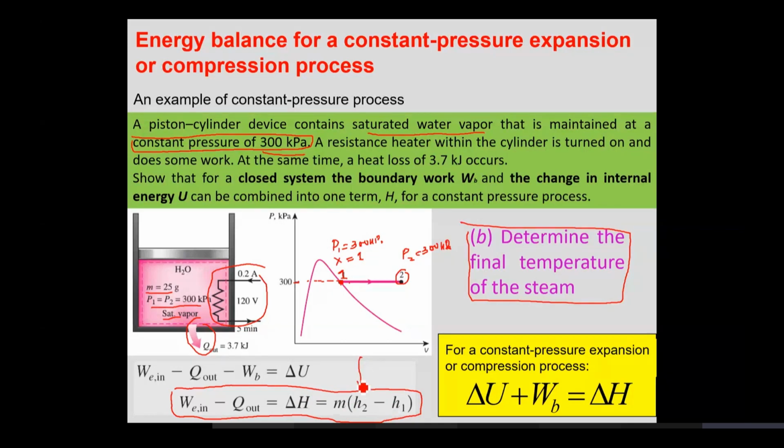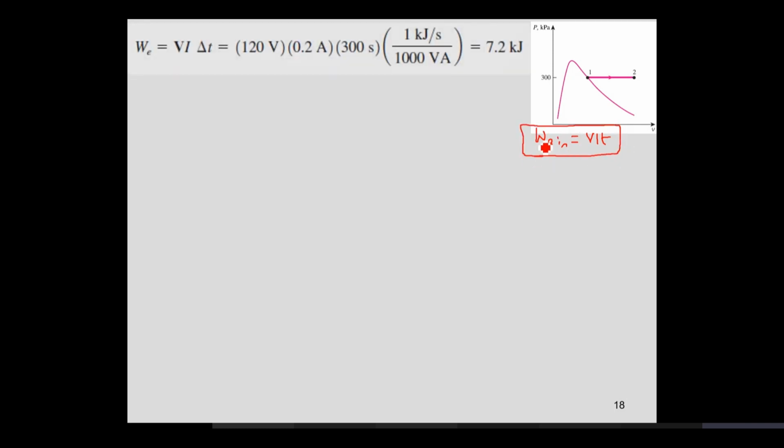This is the equation for the system I am considering. Now, first look into the electrical work. It has been given to me that the current is 0.2 amperes, voltage is 120 volts, and it is being supplied for 5 minutes. If I have to find out the electrical work, it is simply what? W electrical into the system is essentially what? VIT. This is essentially the electrical energy that is being supplied to the system.